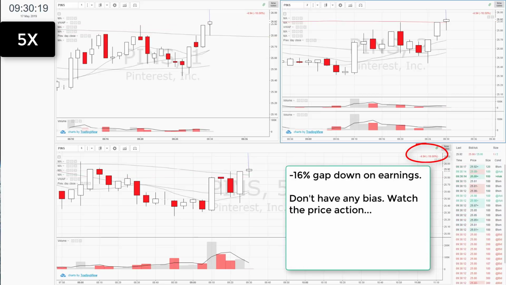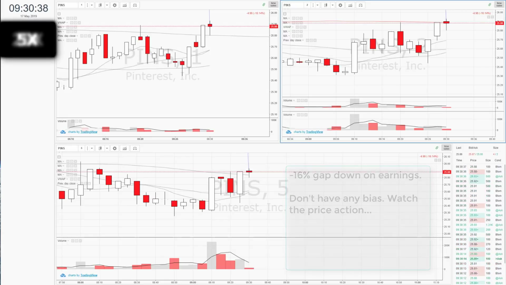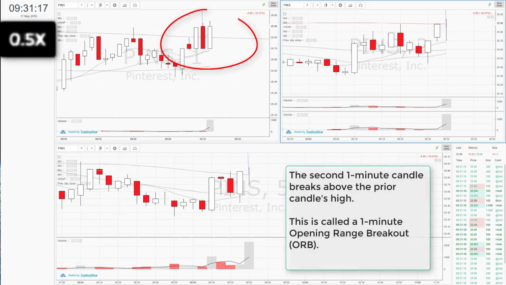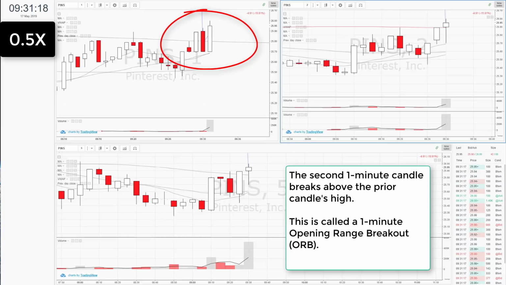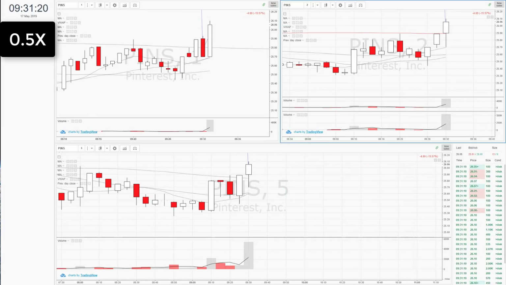This stock gapped down 16% on earnings. Don't have any bias. Watch the price action. The second 1-minute candle begins to break up above the prior candle's high. This is called a 1-minute opening range breakout, or ORB.